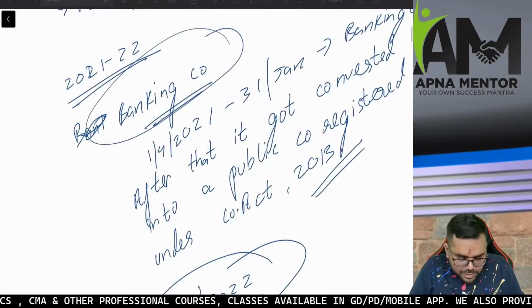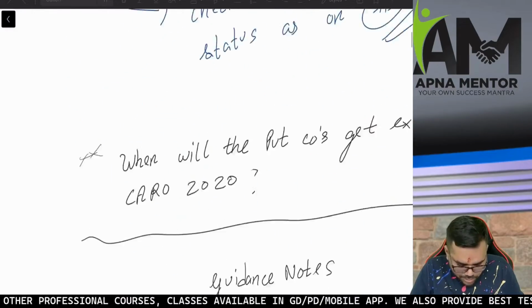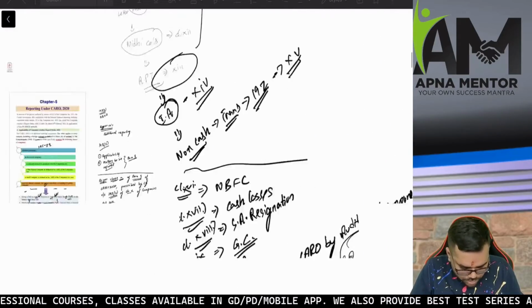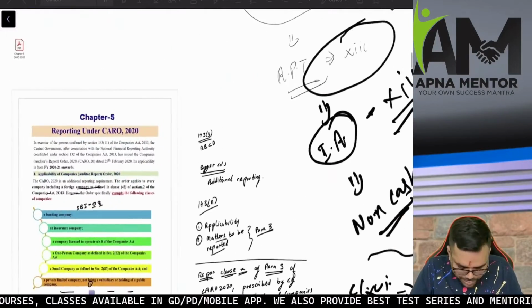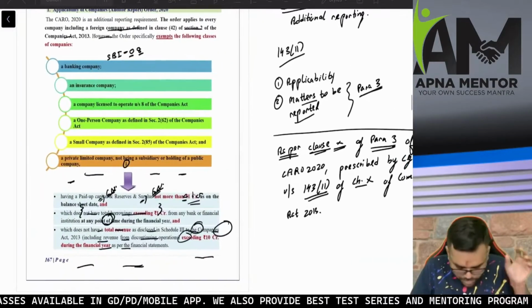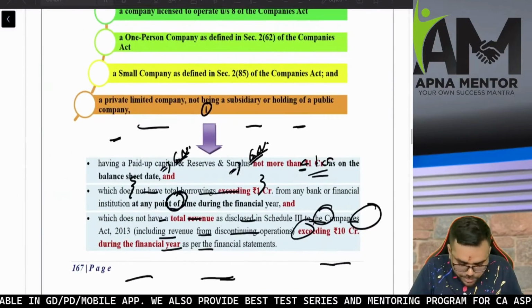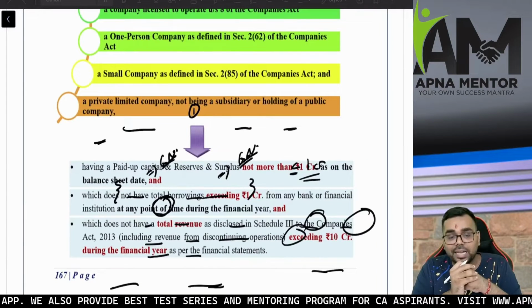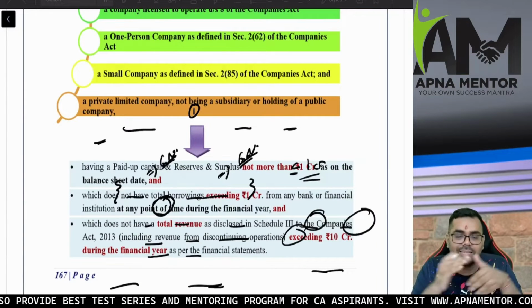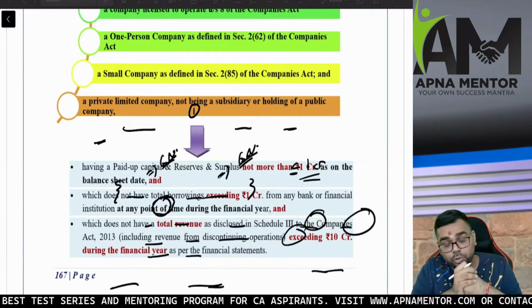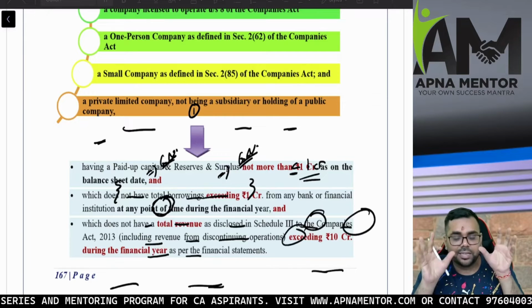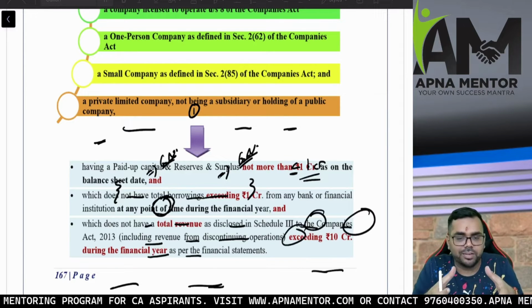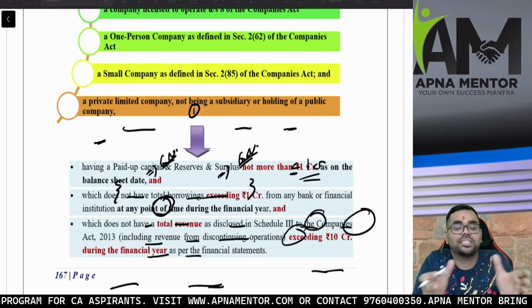Apart from that, there are certain private limited companies which are exempted from the requirement of CARO 2020. So what are those private limited companies? Basically, a private limited company needs to satisfy 4 conditions, and if it satisfies them, then CARO 2020 shall not be applicable to those private companies. These are 4 cumulative conditions. It means the private limited company has to satisfy each one of them.